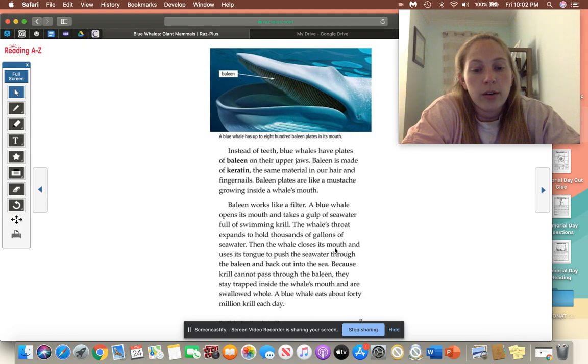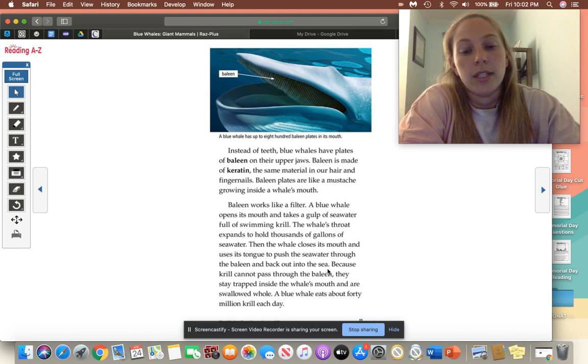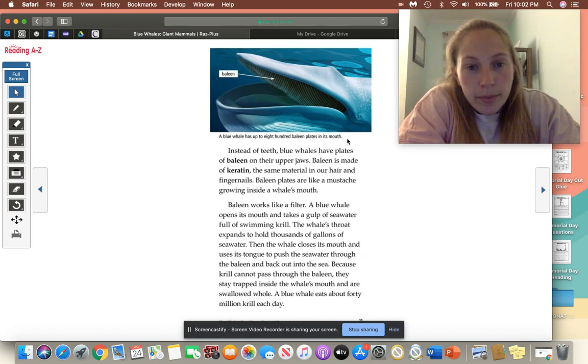Then the whale closes its mouth and uses its tongue to push the seawater through the baleen and back out into the sea. Because krill cannot pass through the baleen, they stay trapped inside the whale's mouth and are swallowed whole. A blue whale eats about 40 million krill each day. That's a lot of krill. A blue whale has up to 800 baleen plates in its mouth.